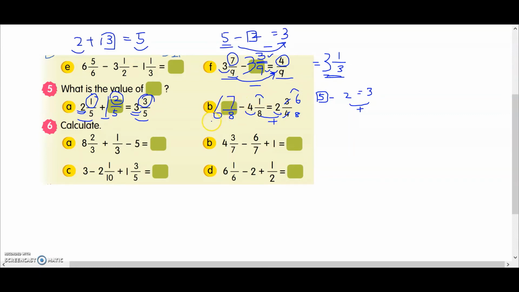Okay, you can check your answer. 6 minus 4 is 2. 8 remains 8. 7 minus 1 is 6. Okay, so this is your final answer.